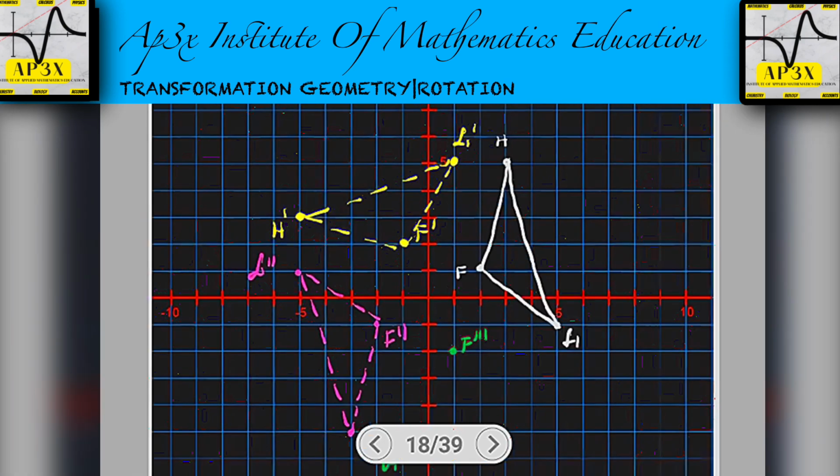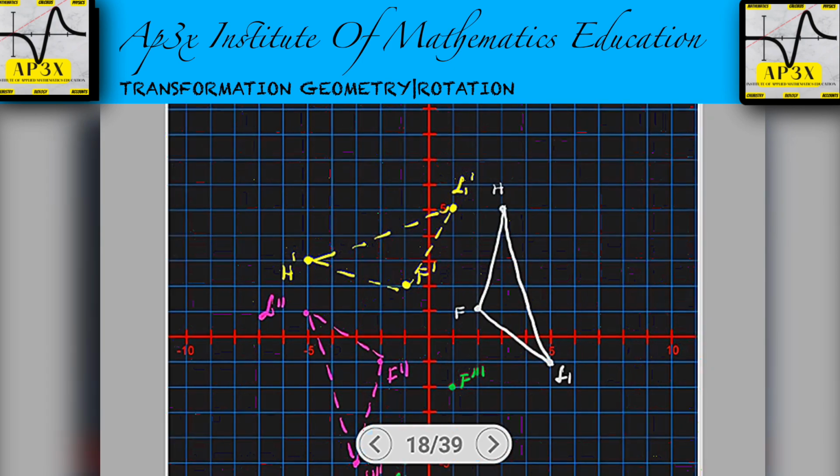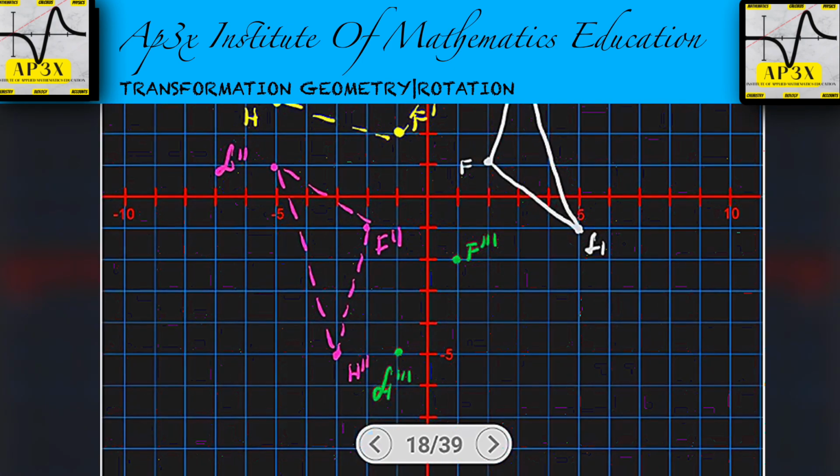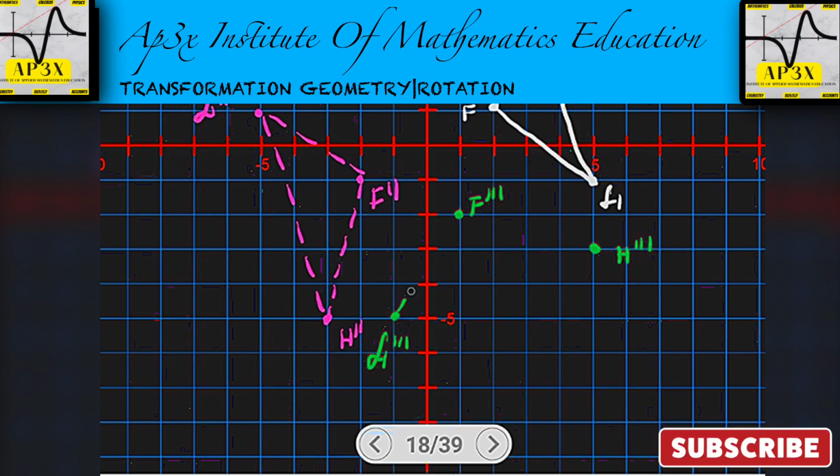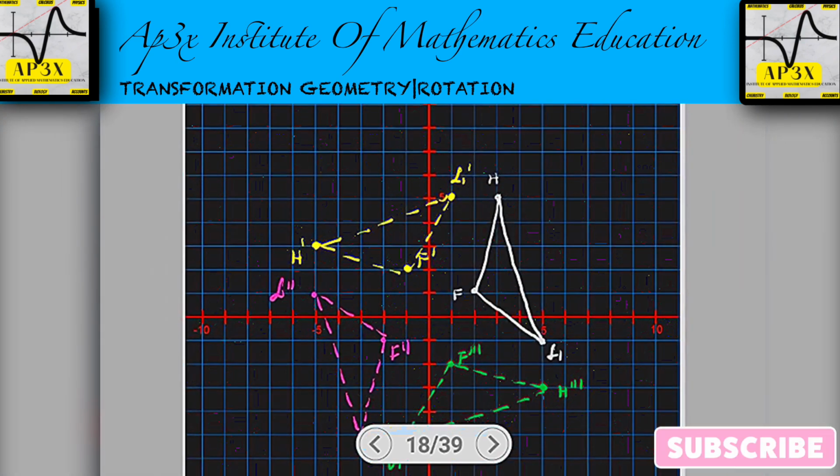And now my H triple prime is going to be 5, negative 3. So that's 1, 2, 3, 4, 5, 1, 2, 3. Right here, that's my H triple prime. And when I connect this, say here to this, and here, I get a beautiful triangle rotated 270 degrees, say here, anti-clockwise.